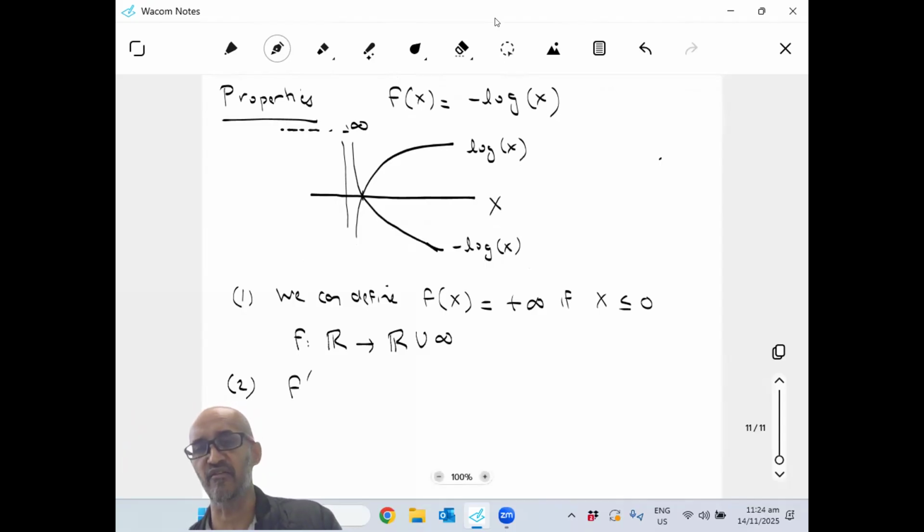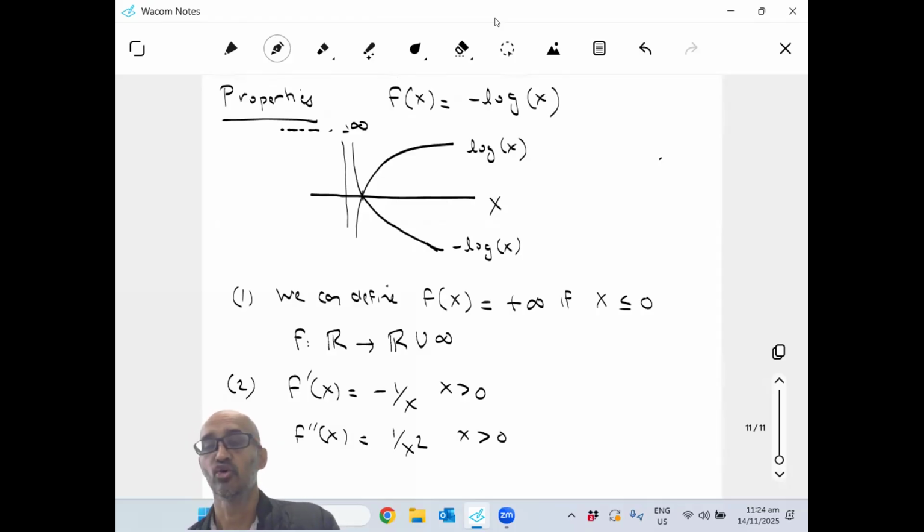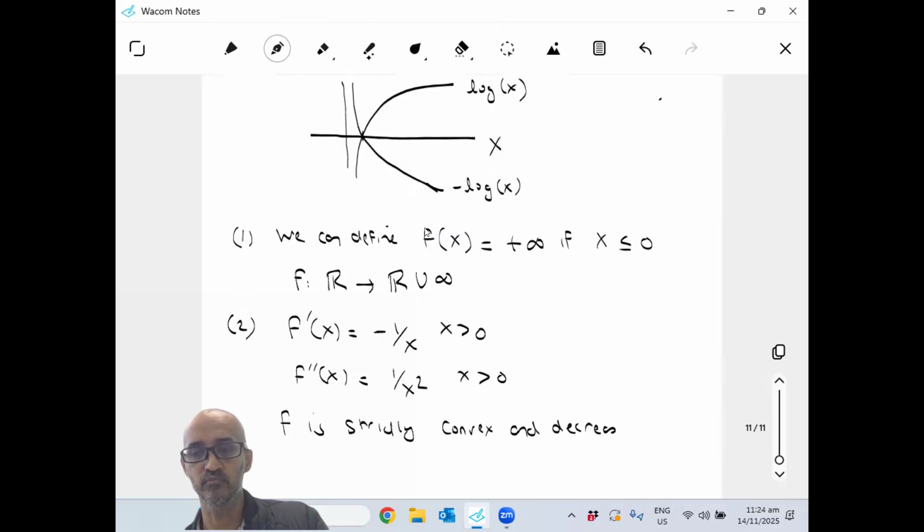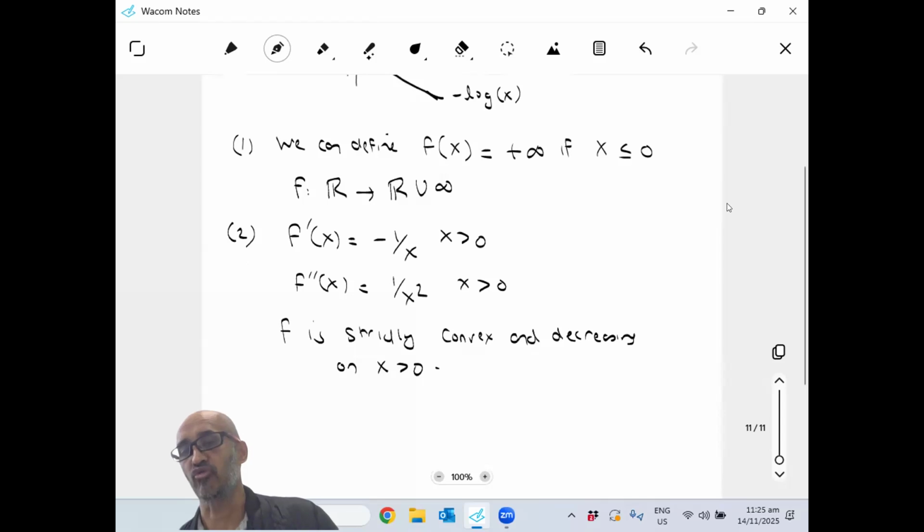What is the derivative? The derivative of minus log of x is minus 1 by x for x positive. And the second derivative is obviously 1 by x squared when x is positive. So f is strictly convex. Minus log of x is strictly convex and decreasing on the domain of x positive. Fine. Straightforward.